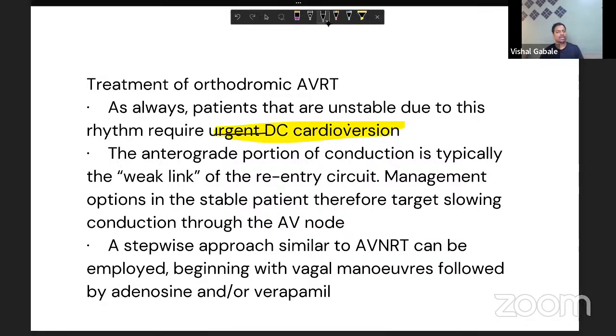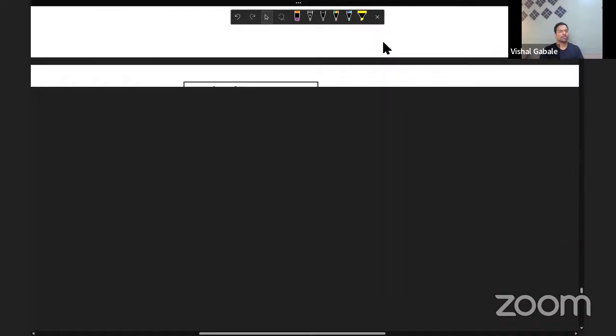Right. And then if the anterograde portion of the conduction is typically the weak link, the anterograde pathway or your AV pathway, then management options can be a little slower. You can target the conduction. Definitely management in the stable patient is a little conservative. You can wait and watch. You can try vagal maneuvers, and if that doesn't help, then you have to try adenosine and verapamil. That's what is given in this text. That stepwise approach should be done. So here is the stepwise approach.